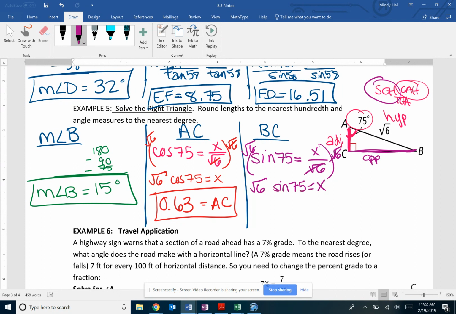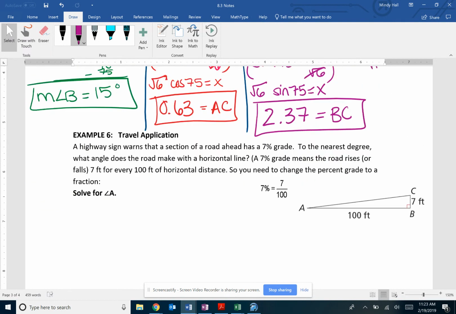And square root 6 times sine of 75 is 2.366. So because we have 2.366, we're going to round up to 2.37. Like that. Okay? So just keep in mind, you're still using the same rules for trig functions. There's nothing really new about that. But just make sure you take your time and know which trig function you're using.